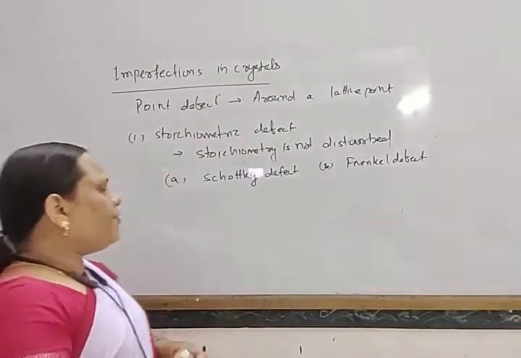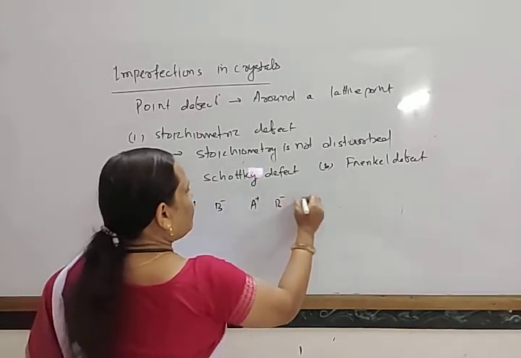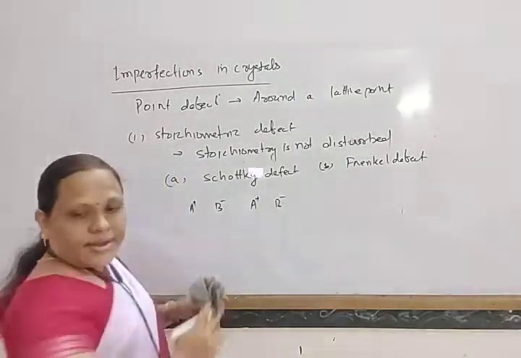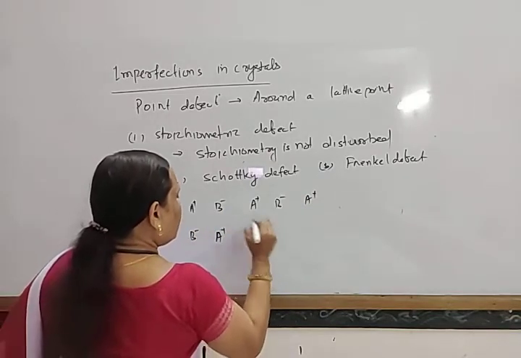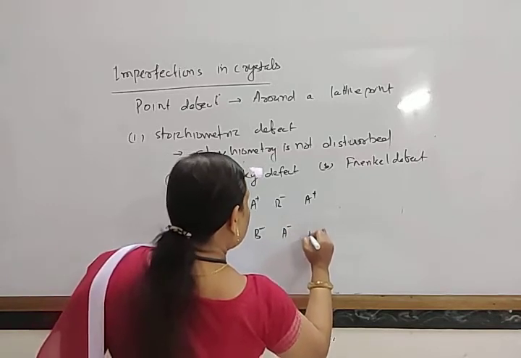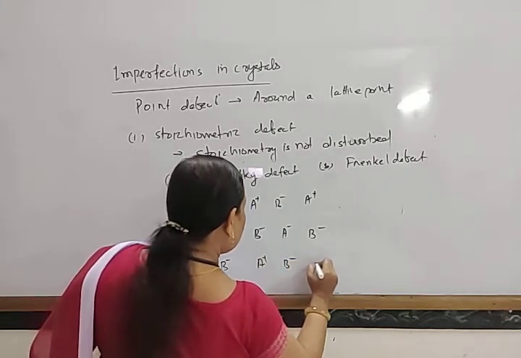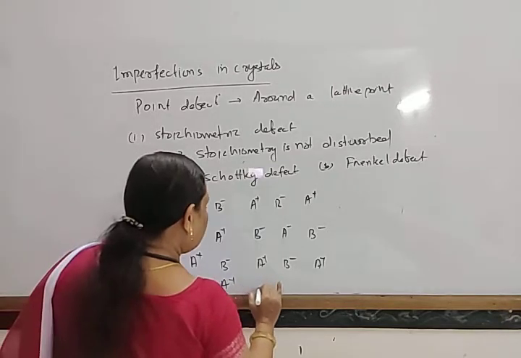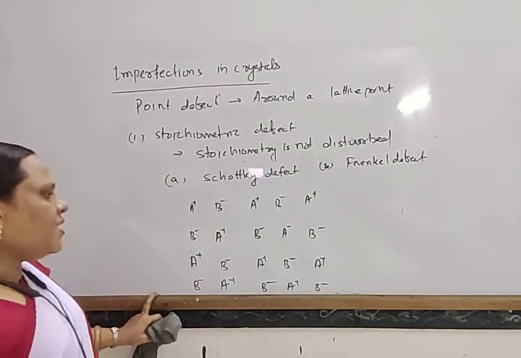In the arrangement of ions, suppose the ions are like this: A plus, B minus, A plus, B minus, A plus, and B minus, here cation, anion, and again B minus, A plus, B minus, A plus, B minus, A plus, B minus, A plus, B minus. Suppose this is the general arrangement of an ionic crystal.